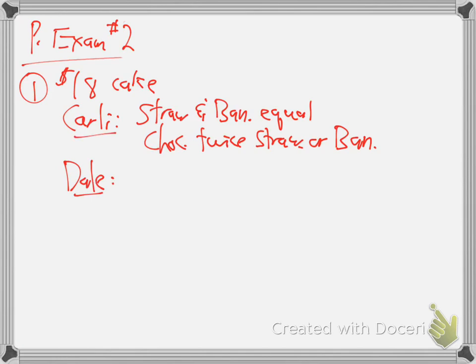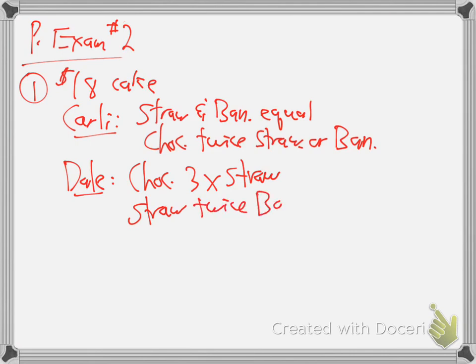Dale has different feelings. Dale says chocolate 3 times strawberry. Further, strawberry twice banana. Okay, all right, there are the facts. And then they give some kind of thing. So then we got this cake, which is chocolate, strawberry, and banana.